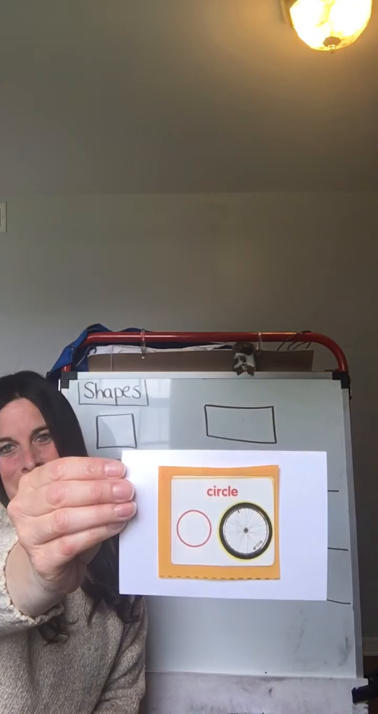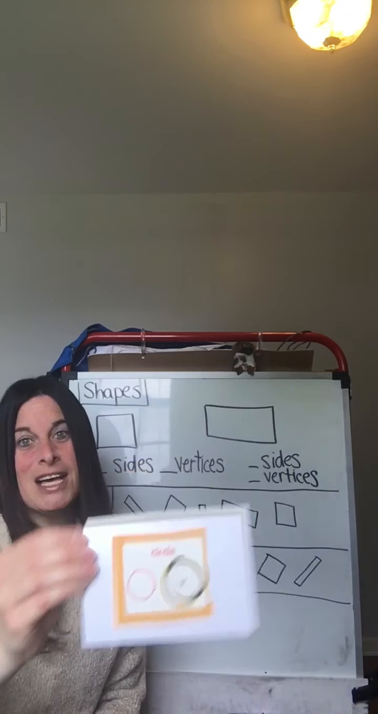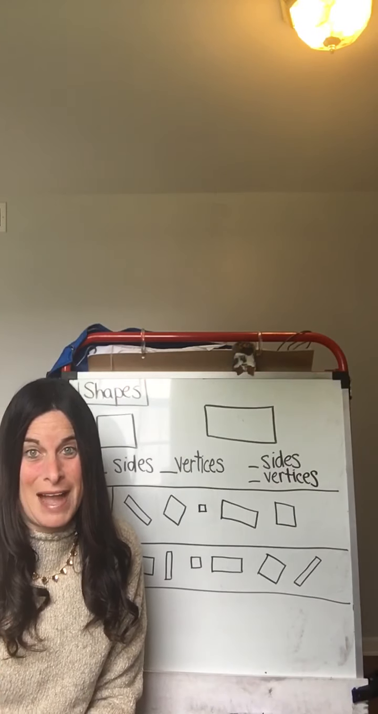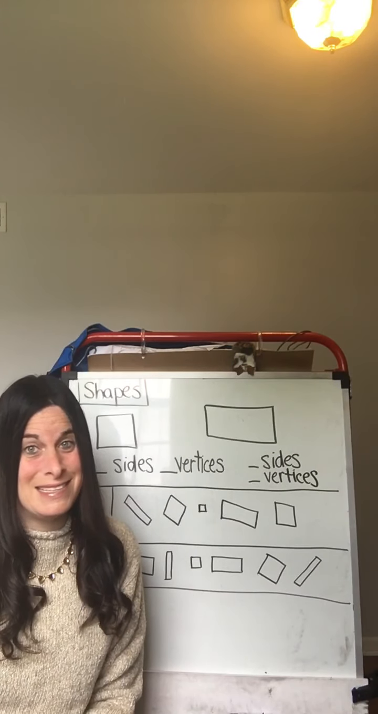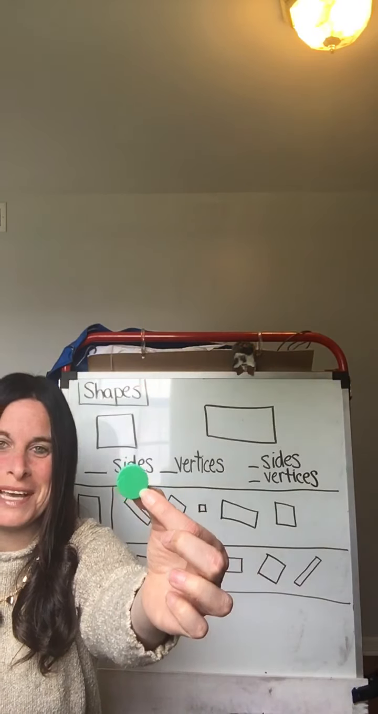Okay, here's my next one. Circle. A circle goes round and round. It doesn't have any sides. Here is a 2D shape of a circle.